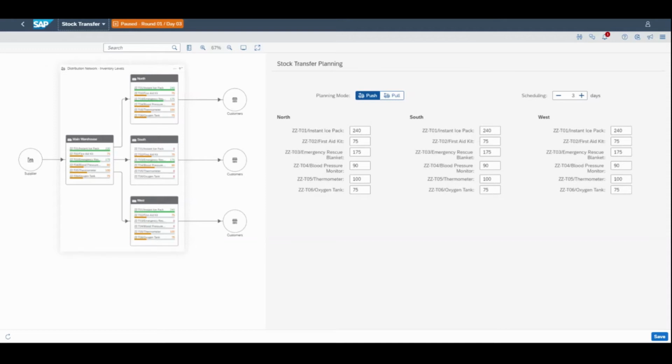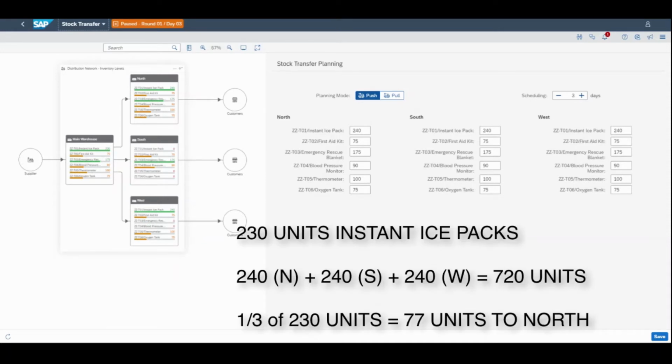Because there will not be enough inventory in the main warehouse to meet the subsequent transfer requirements, transfers will be made in proportion to how a product is distributed amongst regional warehouses. Let's illustrate this with an example. There are 230 units of instant ice packs left in the main warehouse, but the fields indicate 240 units must go to each region, to the north, south, and west. In total, the transfer quantity of instant ice packs is 720 units. If exactly 1/3 of 720 units is to be allocated to the north, then 1/3 of exactly what's left in the main warehouse, meaning around 77 units, will be transferred to the north.